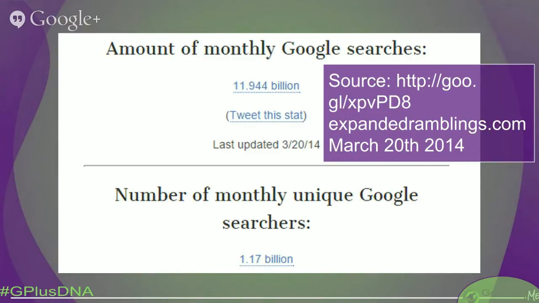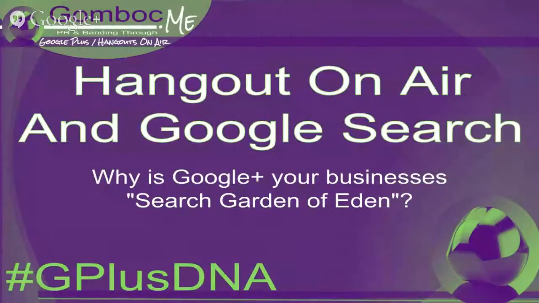I'm going to skip these next stats. They're kind of interesting, but they're not directly relevant, so let's jump into Hangout On Air and Google Search. Why is Google Search your business's search Garden of Eden?